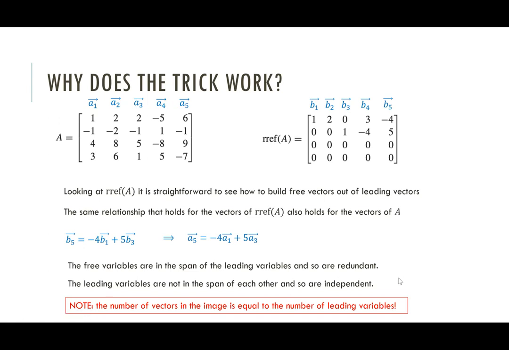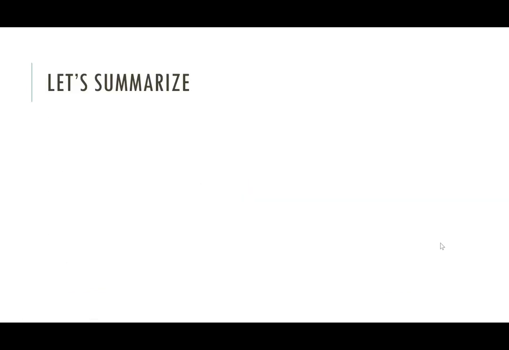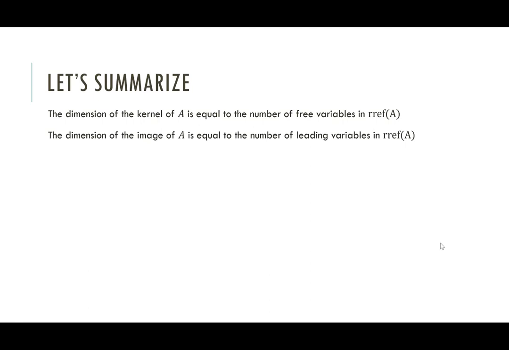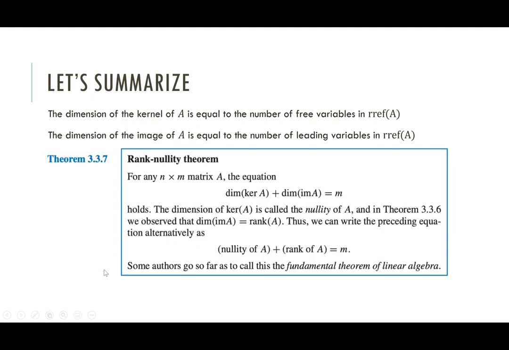And now note that this means that the number of vectors in the image is equal to the number of leading variables, which is the rank of our matrix. So why did we just do all that? Let's summarize what we know from this example. We know the dimension of the kernel is equal to the number of free variables in the reduced row echelon form. We know the dimension of the image is equal to the number of leading variables in the reduced row echelon form. And since all variables are either free or leading, this gives us what's known as the Rank-Nullity Theorem.